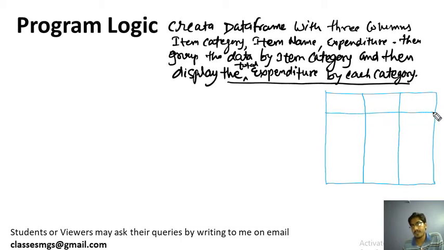So it will have 3 columns. What will be the column names? First column will be item category. Second column will be item name. Third column is expenditure.